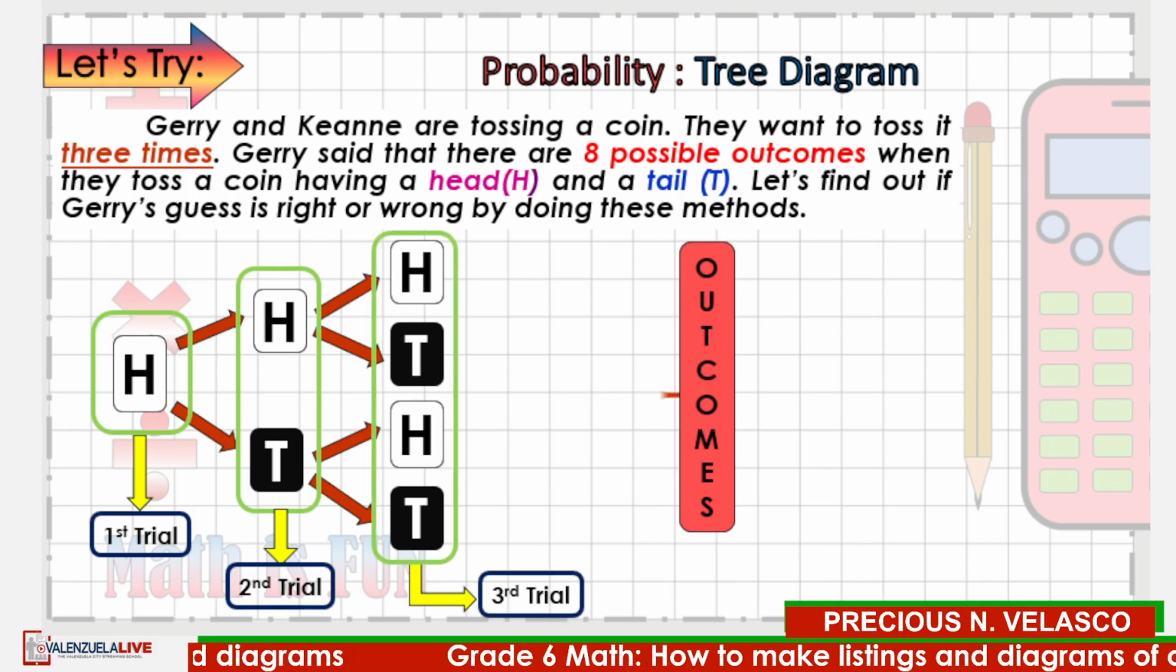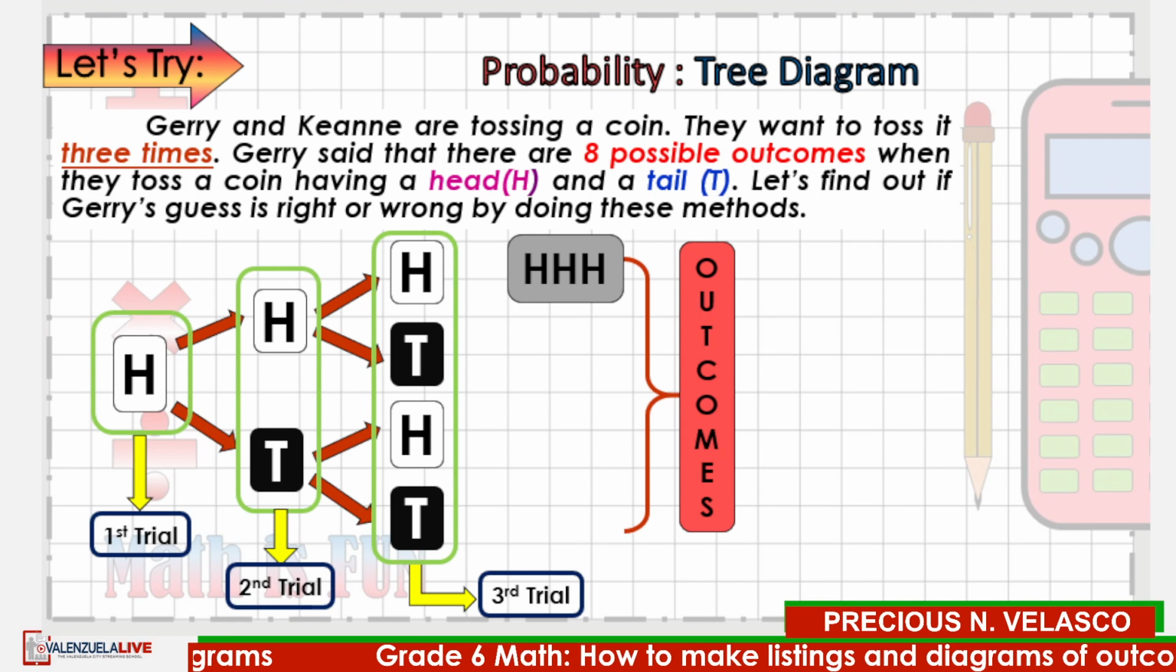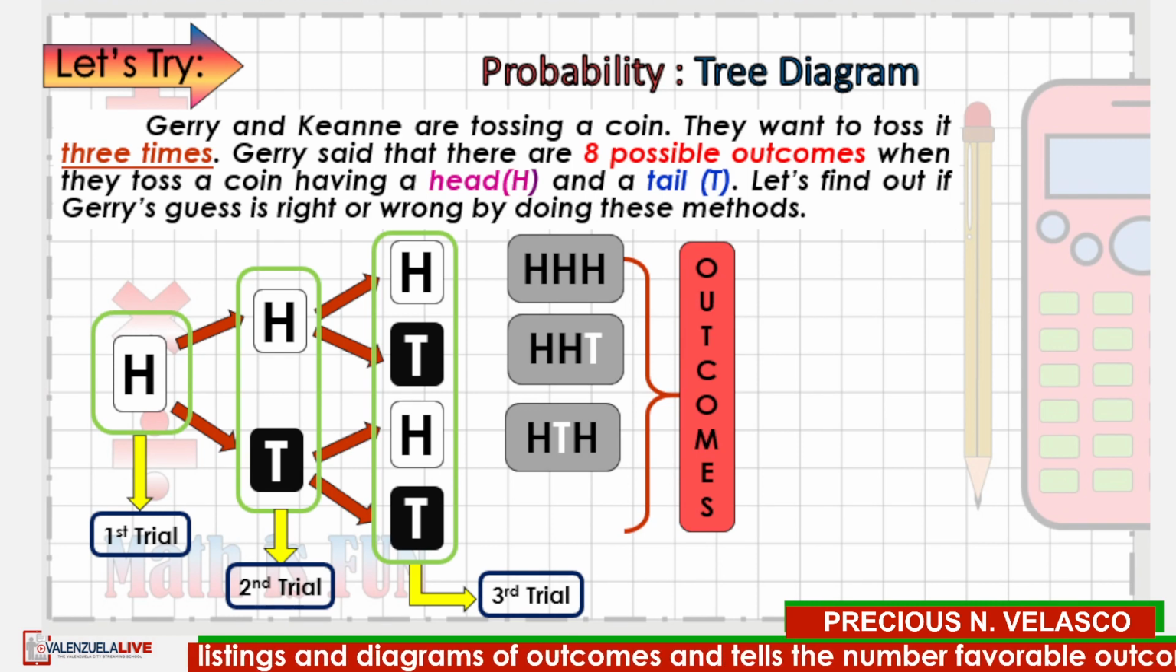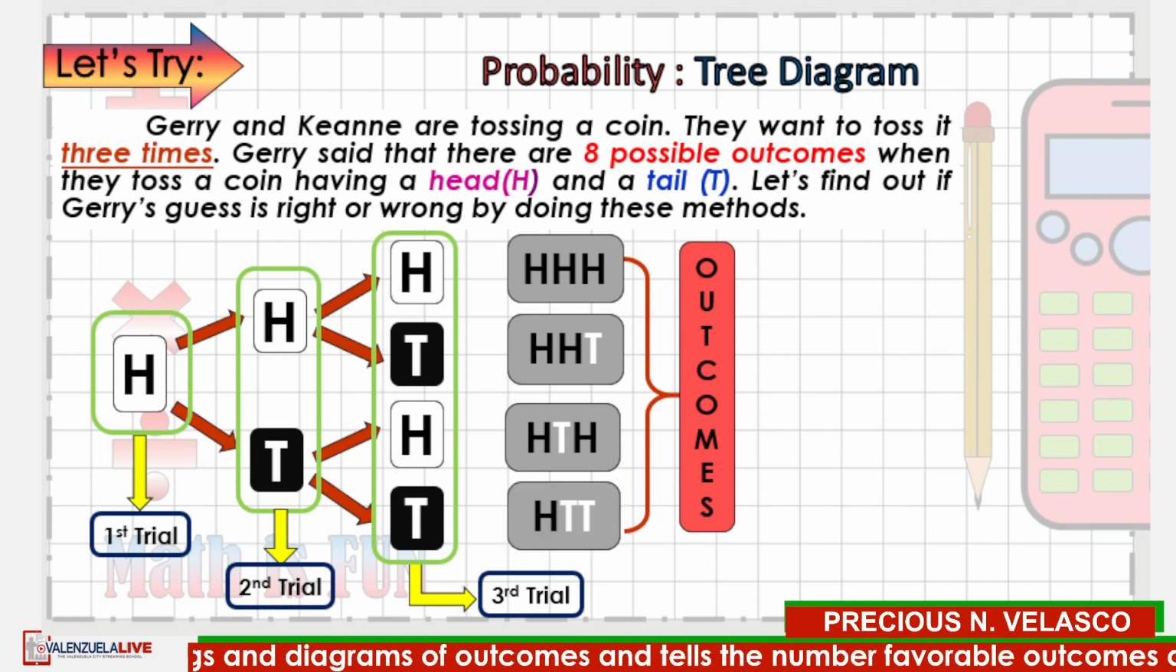So we can write down that the possible outcomes for 3 trials can be head, head, and head, or head, head, and tail. And it can be head, tail, head, and head, tail, and tail. So we already have 4 outcomes.